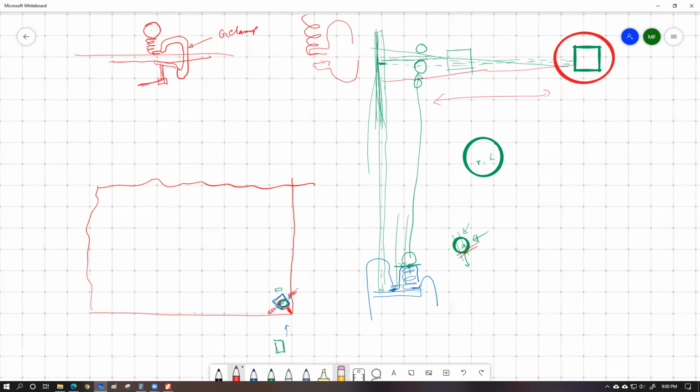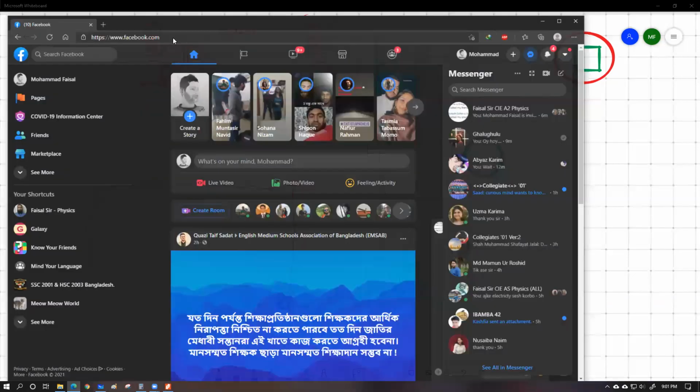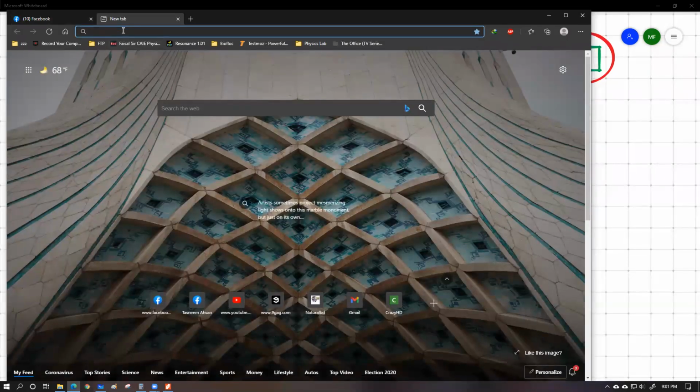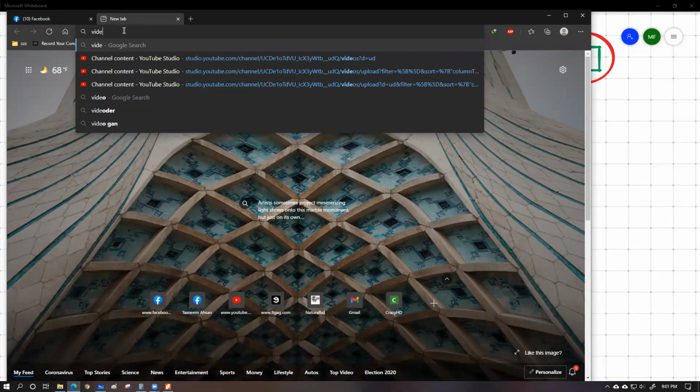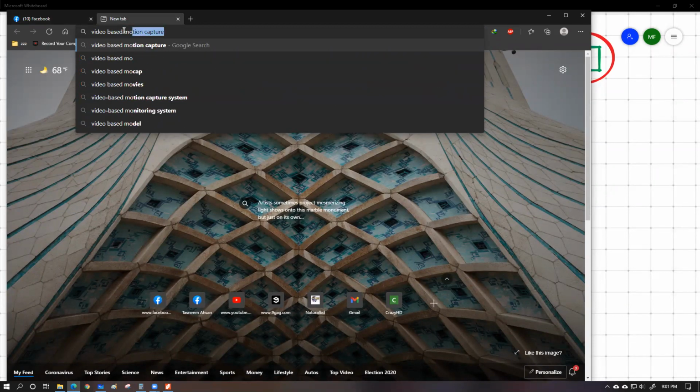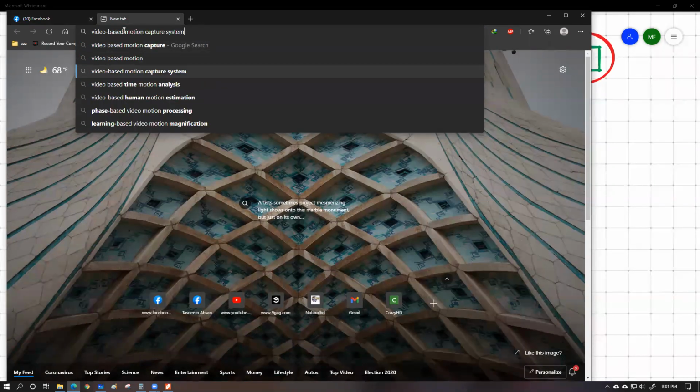Yes, sir. Alternately, a much better system could have been, which is obviously not achievable in an A2 level laboratory, if we had a motion capture system around this. There's a name for it. I forgot the name, just a second. So I got another idea.